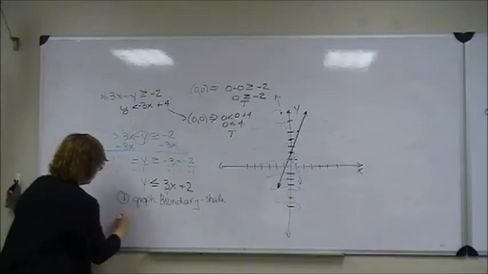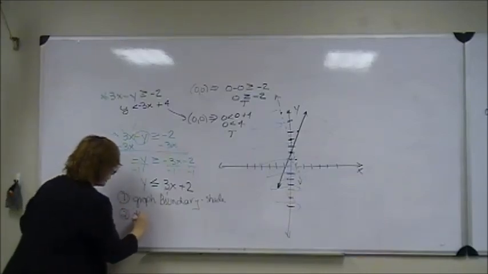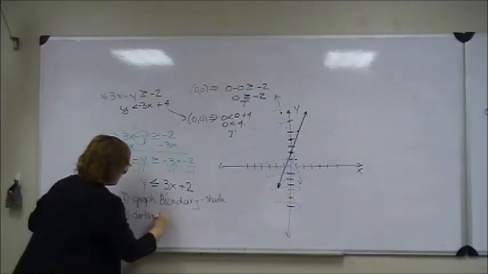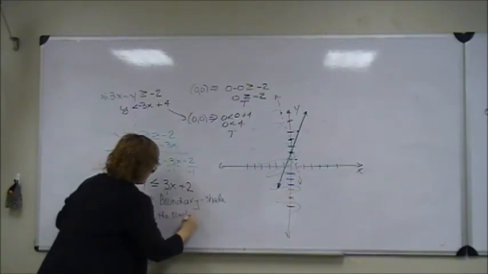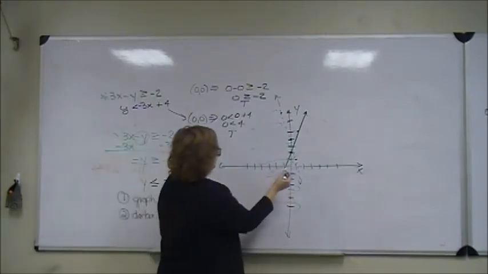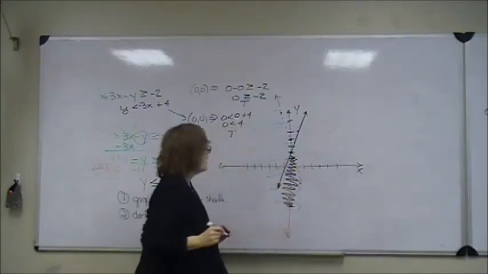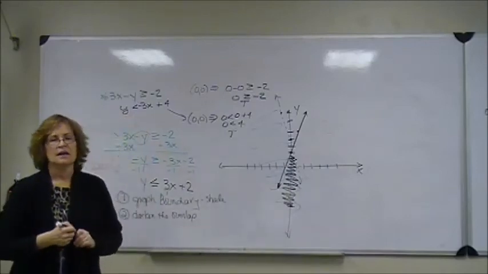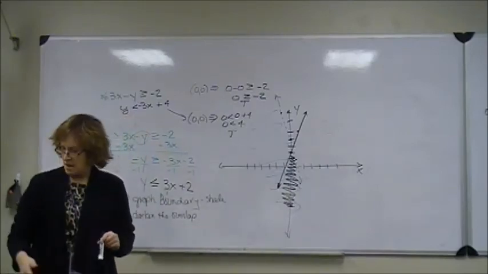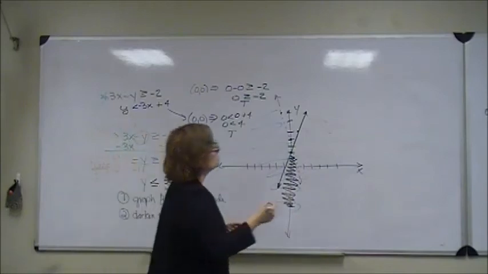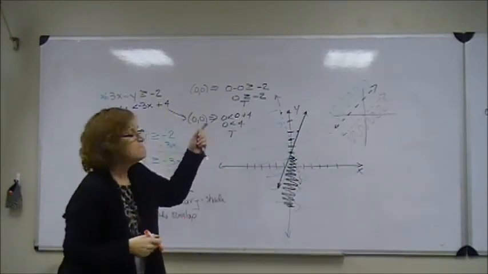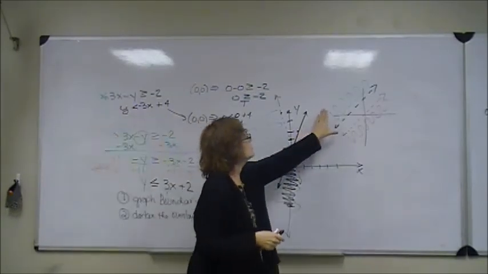And then step 2 is darken the overlap. And that would be in between these two lines. Let's see. Oh, here it is. And that is my solution. I'm going to draw a picture based on that picture right here.